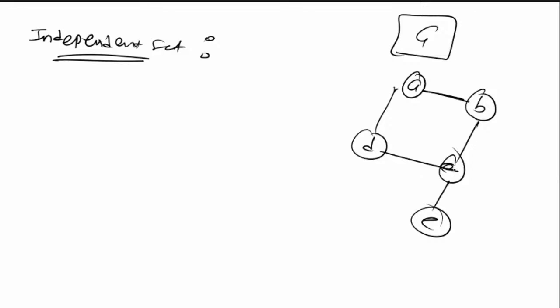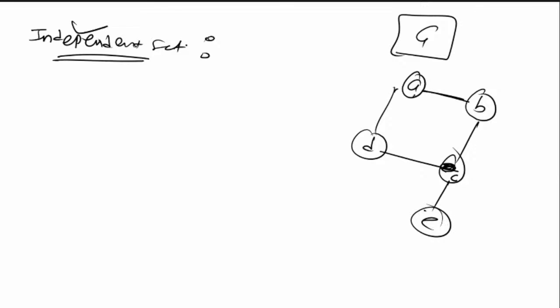D, c: you can say this is your c. D, c: they are adjacent. B, c: they are adjacent. A, c: they are not neighbors. A, c: they are non-adjacent. A, b. Similarly, a, e: they are non-adjacent. B, e: they are non-adjacent.